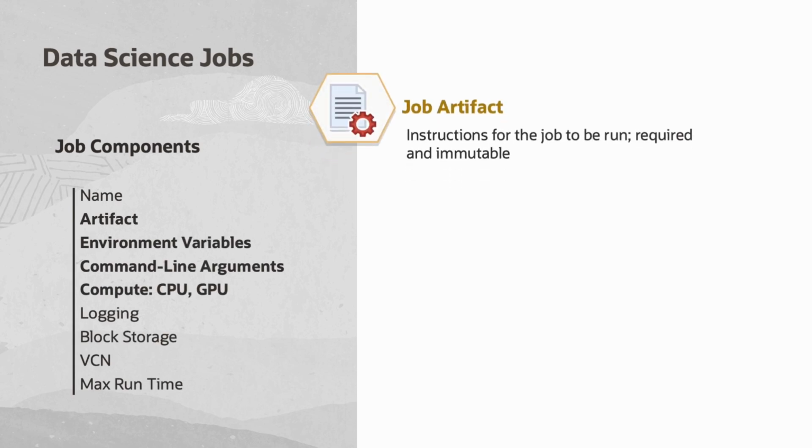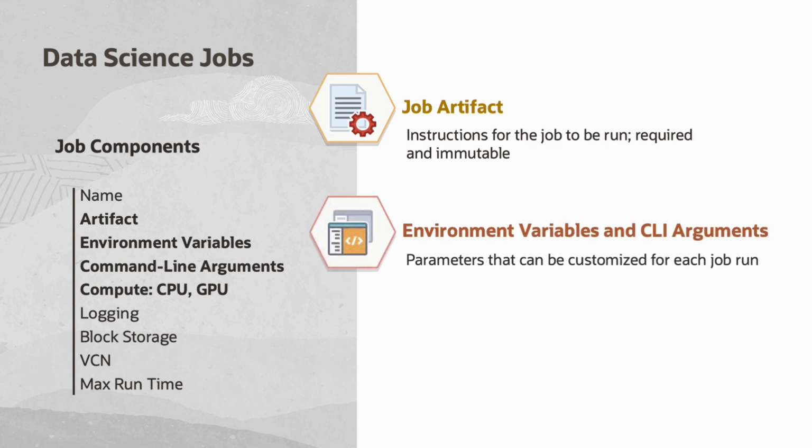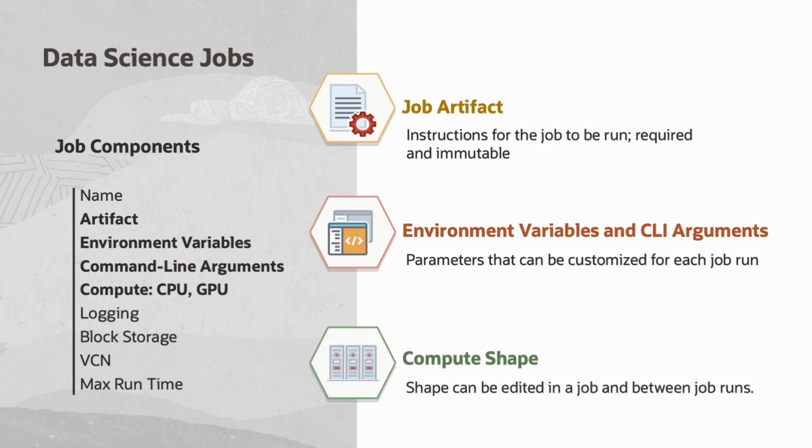A critical element of a job is the job artifact, which contains instructions for the job to be run. It is immutable and cannot be modified after it is uploaded to a job. Environment variables or CLI arguments to jobs can also be included. These optional items can be similar for all your future job runs, or you can override them in each job run. You must also specify the compute shape the job runs on. Unlike the job artifact, this can be edited in the job and between job runs. For example, if you decide to execute a job run on a more powerful shape, you can edit the job compute shape and then start a new job run.